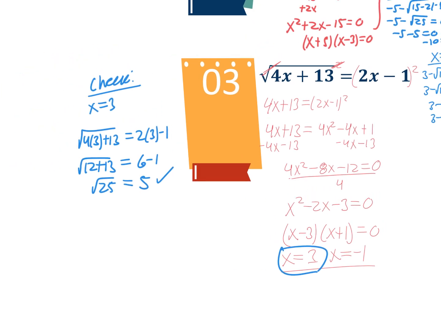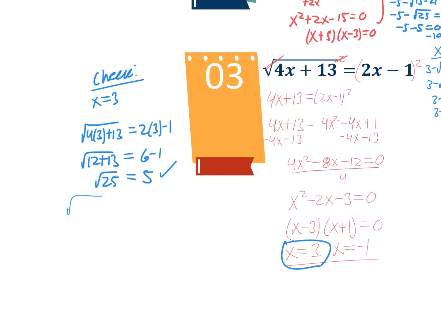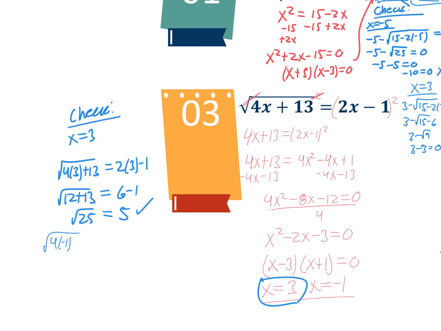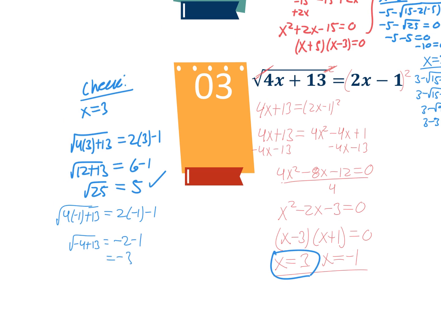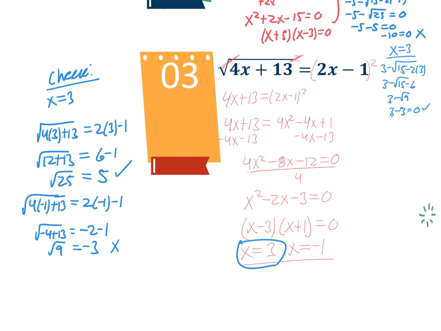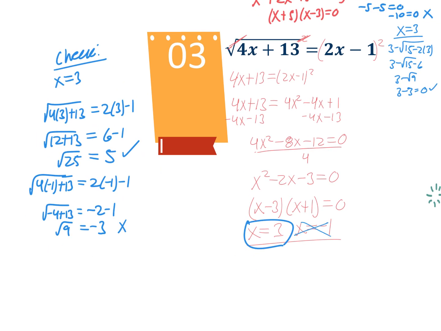Let's try the same thing with -1. I'm going to get the square root of 4 times -1 plus 13 equals 2 times -1 minus 1. So this is going to get us the square root of -4 plus 13 equals -2 minus 1, which is -3. And on the other side, we get a 9. This does not work. The square root of 9 is just 3, it's not -3. So that means -1 is not a valid answer. It's just 3.